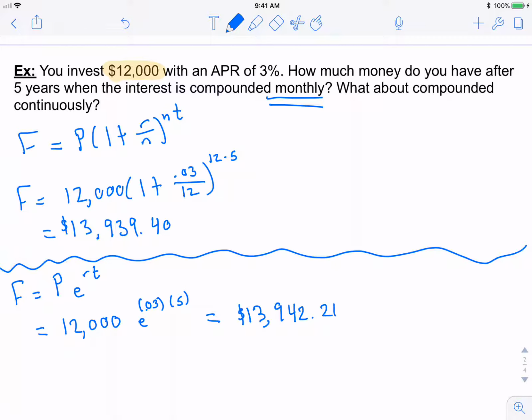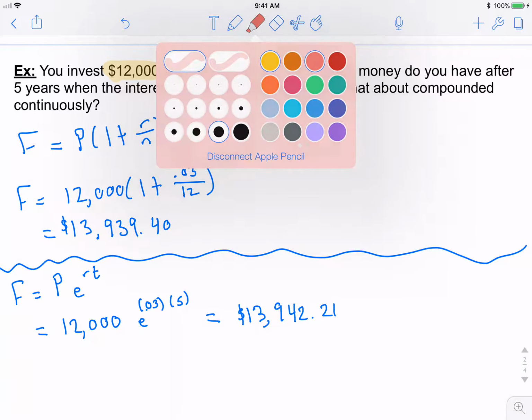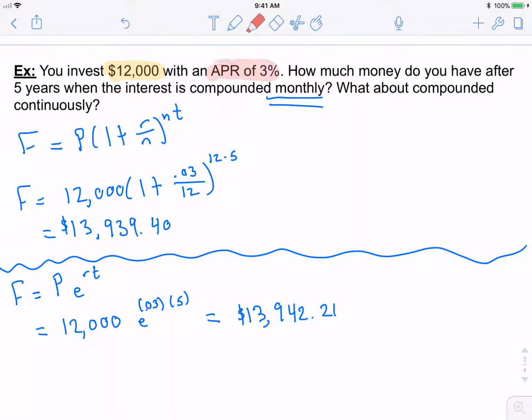So allowing our interest to compound continuously does give us a little bit more money, but not as much as we might think. It actually stabilizes very quickly, and the number of times we compound per year is not nearly as important as what our APR is. So having a higher APR is normally a lot better than having more and more compounding.